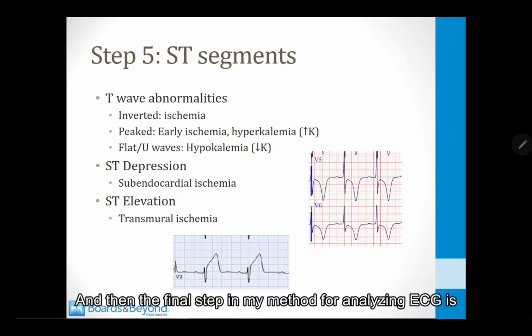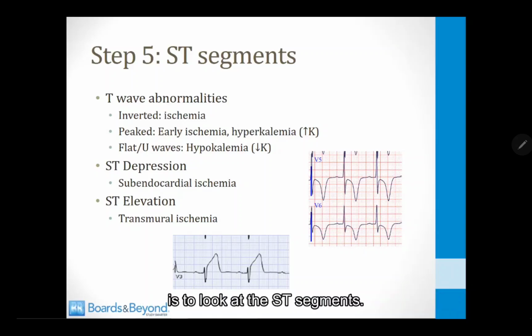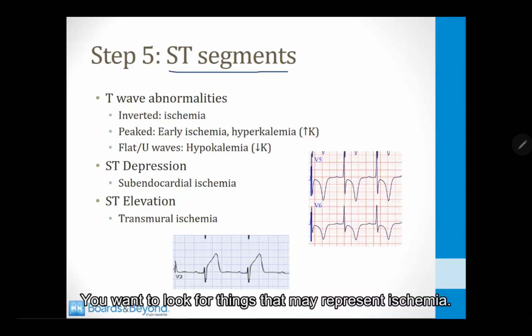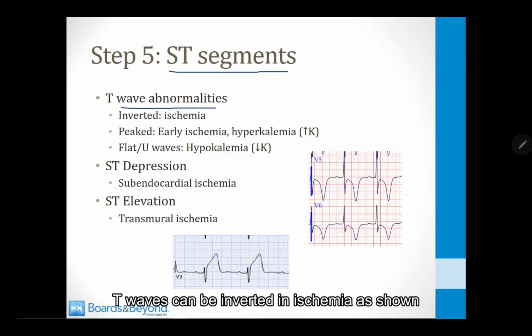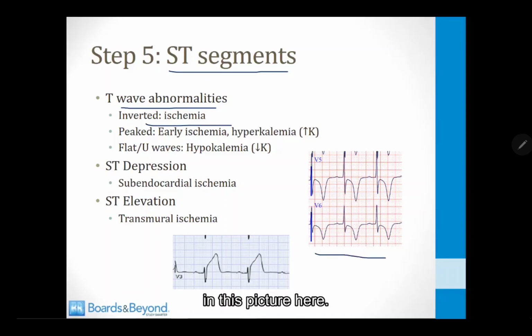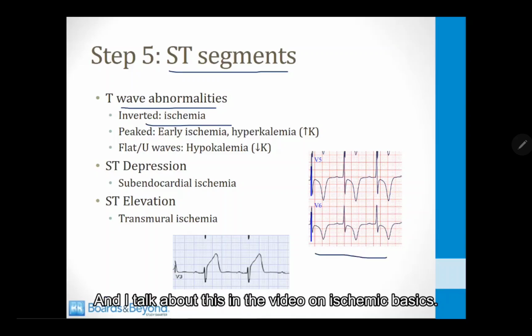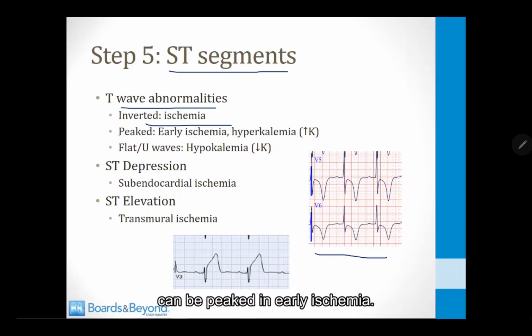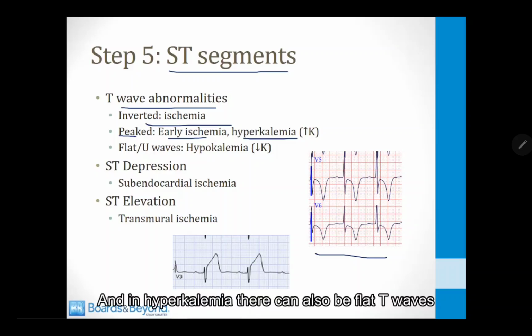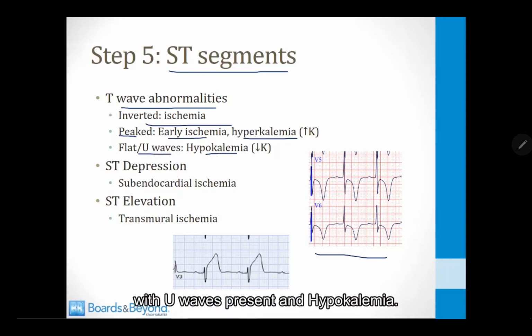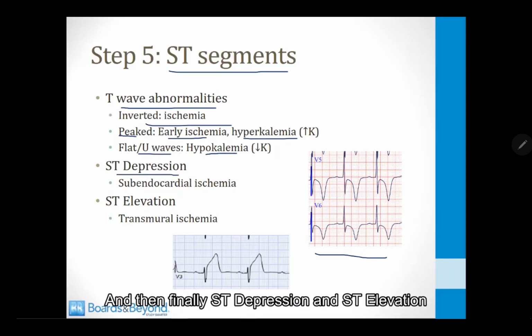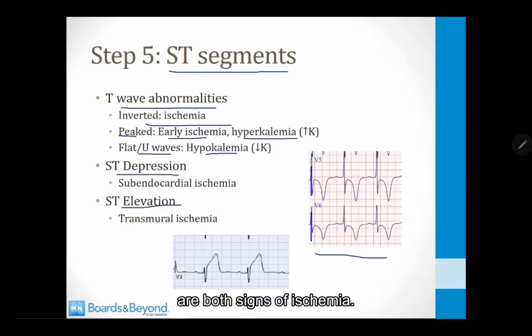And then the final step in my method for analyzing ECGs is to look at the ST segments. You want to look for things that may represent ischemia. So for example, T waves can be inverted in ischemia as shown in this picture here, and I talk about this in the video on ischemic basics. There are also other T wave abnormalities. T waves can be peaked in early ischemia and in hyperkalemia. There can also be flattened T waves with U waves present in hypokalemia. And then finally, ST depression and ST elevation are both signs of ischemia.